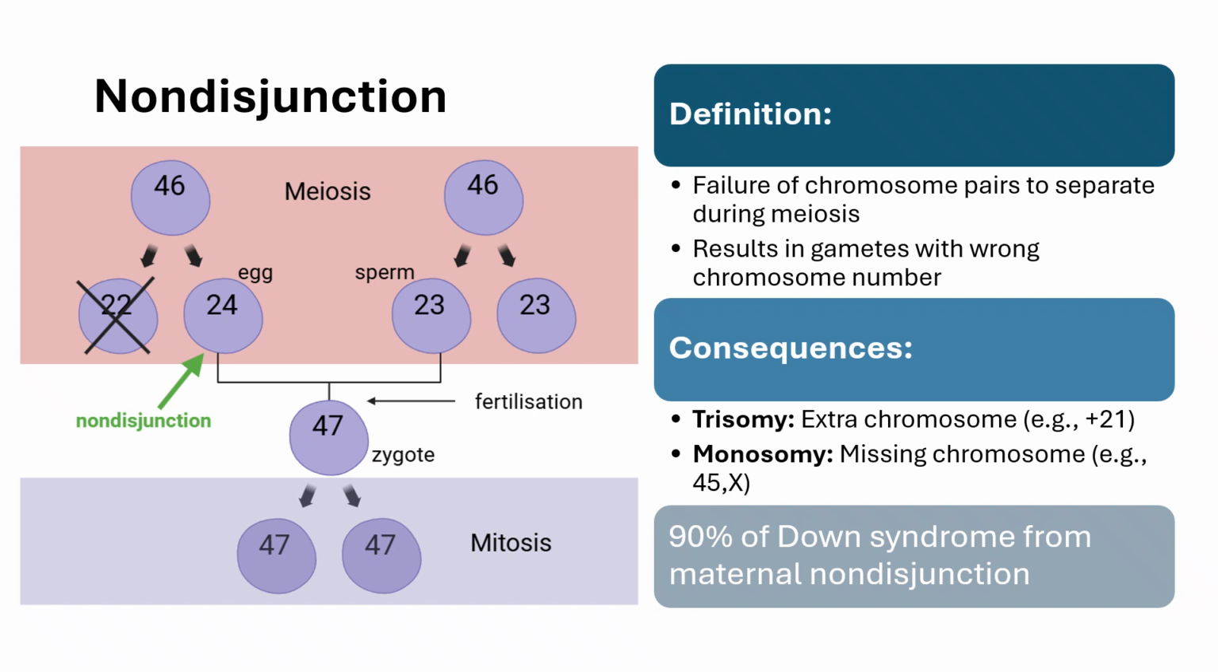Recognizing nondisjunction as the primary mechanism behind numerical chromosomal abnormalities helps us counsel families appropriately. Parents often blame themselves, wondering what they did wrong. We can explain that nondisjunction occurs randomly during gamete formation, a biological error in cell division machinery, not a result of parental actions or environmental exposures. This understanding forms the foundation for discussing specific syndromes and their management strategies in subsequent discussions.